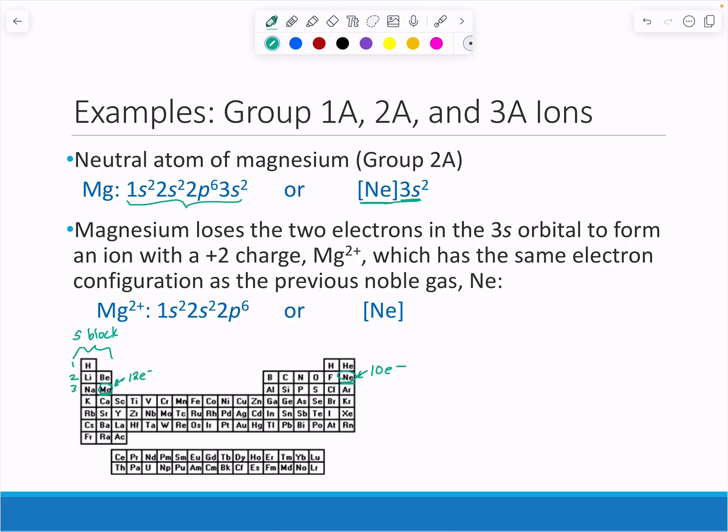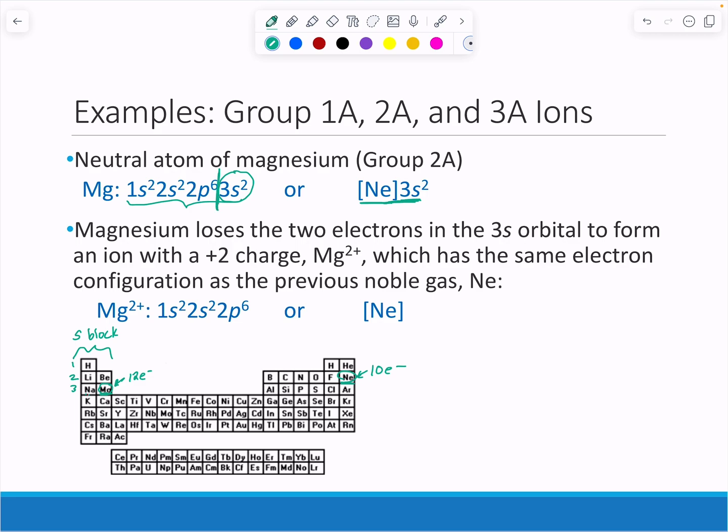Okay, so this is how we would write it in noble gas notation. Now these electrons here are in the highest energy orbital. So to get to a noble gas configuration, you would lose those electrons.